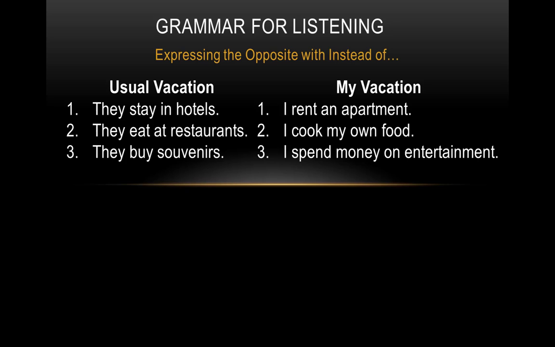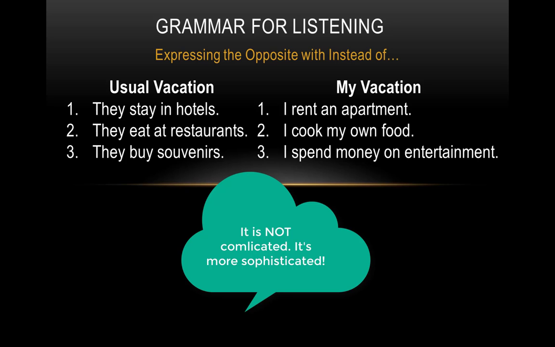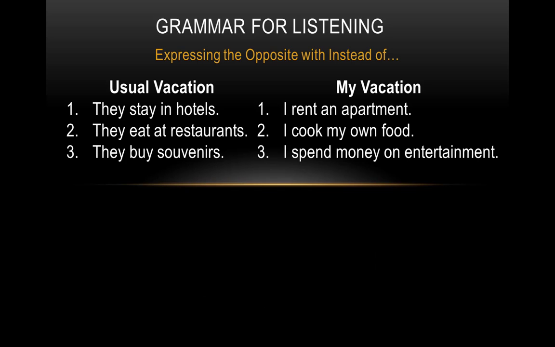That's a way of making things more complicated, a complicating grammar, but it's not really complicated. It's just a different way of saying, instead of saying, I don't stay in hotels, I rent an apartment. I don't eat at restaurants, I cook my own food. I'm going to use a more sophisticated grammatical structure to express the same idea. So let's express the opposite, because what I do is the opposite of what people usually do.